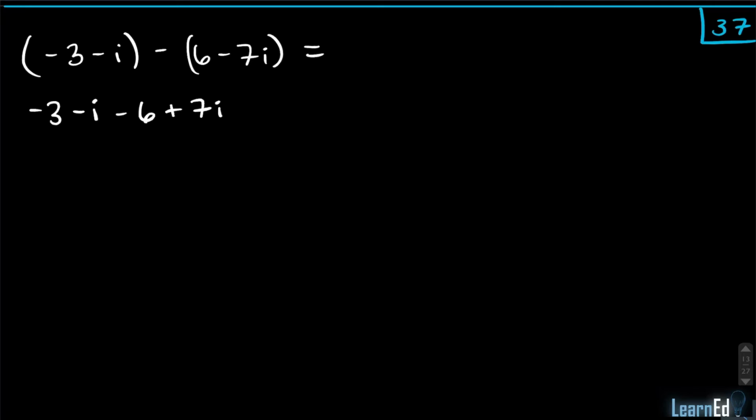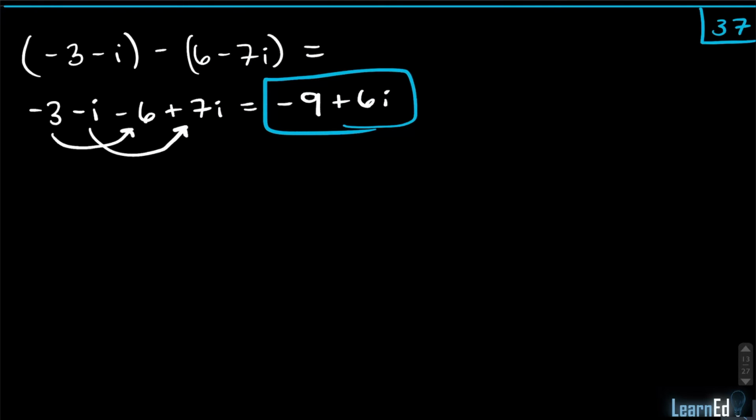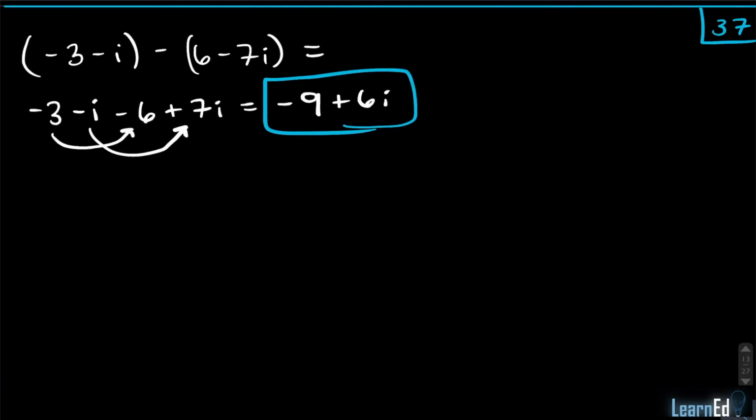So we'll have a negative 6, and this negative will go to the negative 7i and make it positive. So this is negative 3 minus 6, and that's negative 9. And then we have a negative i plus 7i, and that's a plus 6i. And that's really it. That's how you combine complex numbers. You're just combining like terms, just like you would with x's. If we do this with x's, let's write this as negative 3 minus x, and we'll distribute the negative again, negative 6 plus 7x. We get the same thing, negative 9 plus 6x. It's the same exact thing.